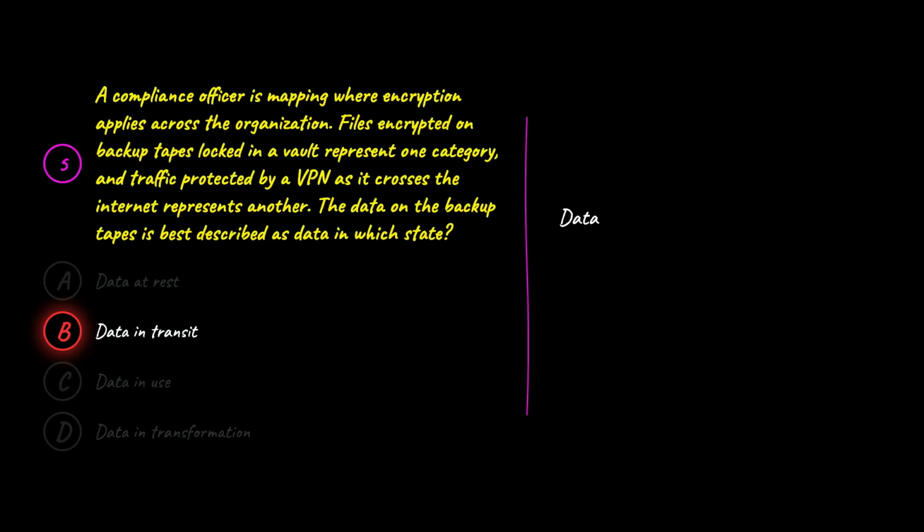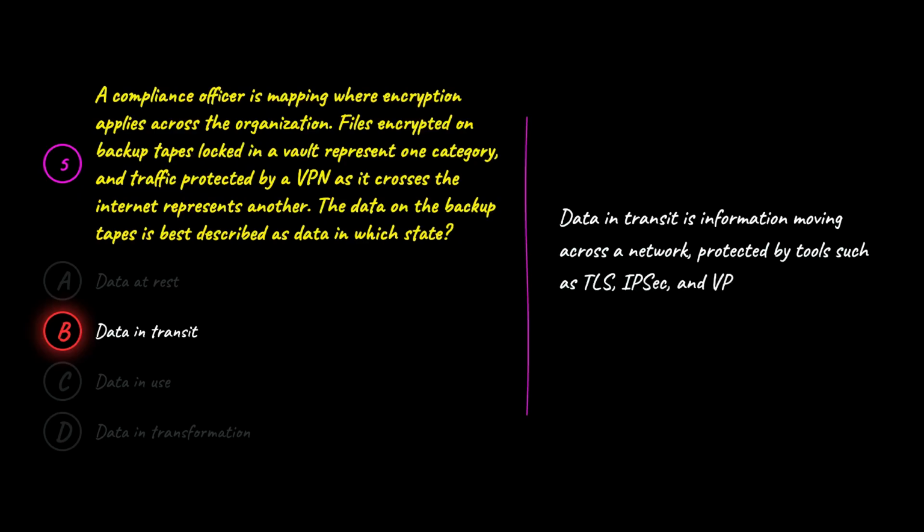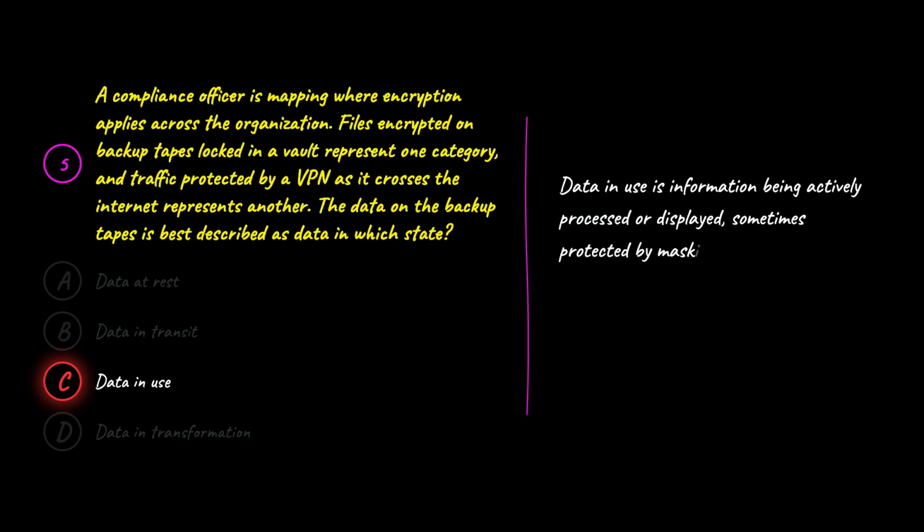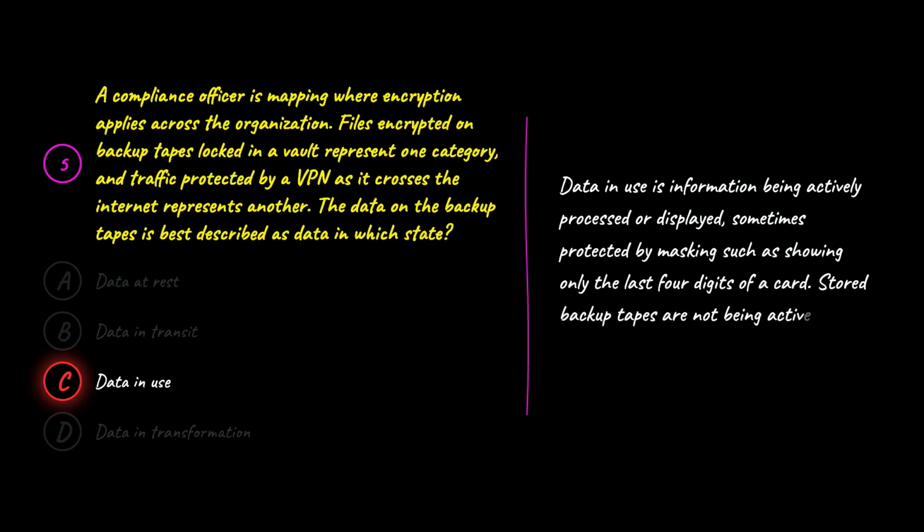B is wrong because data in transit is information moving across a network, protected by tools such as TLS, IPsec, and VPNs. That describes the VPN traffic, not the stored tapes. C is wrong because data in use is information being actively processed or displayed, sometimes protected by masking such as showing only the last 4 digits of a card. Stored backup tapes are not being actively processed.